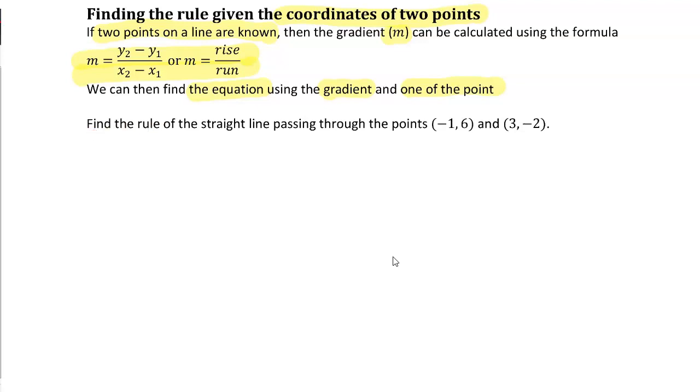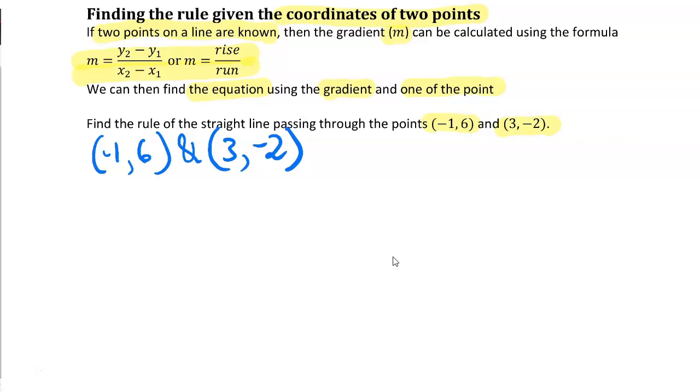Okay, so let's find the rule of a straight line passing through the points negative 1, 6 and 3, negative 2. So I always like to write out the information from the question myself, so it's nice and clear. So I take the important parts of the information from the question and I write it out. I think that's an important thing to do to help you interpret any written questions.